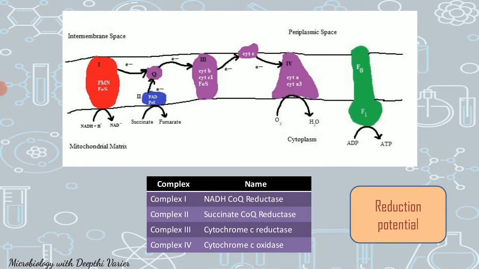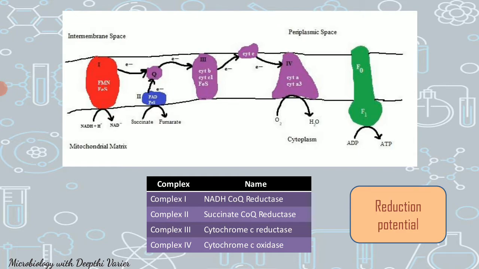Now, how are they arranged? These electron carriers are arranged in the form of 4 complexes. The first complex, which is shown in red over here, is also called NADH reductase. If it is a mitochondrial cell, it is called NADH CoQ reductase. Like I have already told you, coenzyme Q is the type of quinone found over there. In other cells, it is called NADH reductase.